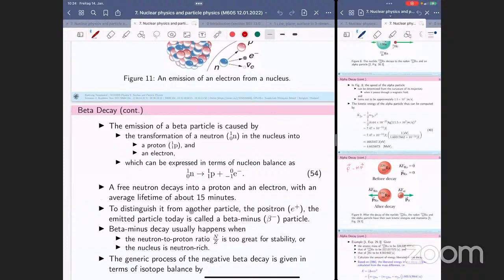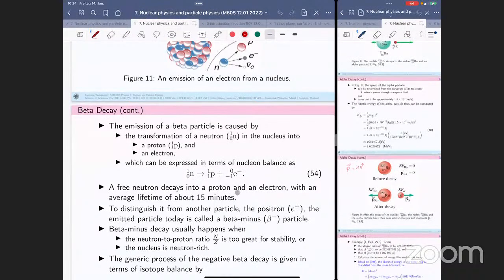To distinguish it from another particle, the positron, the emitted particle today is called a beta minus particle. So this one is called beta minus because it has a negative charge. So it's an electron, simply an electron.